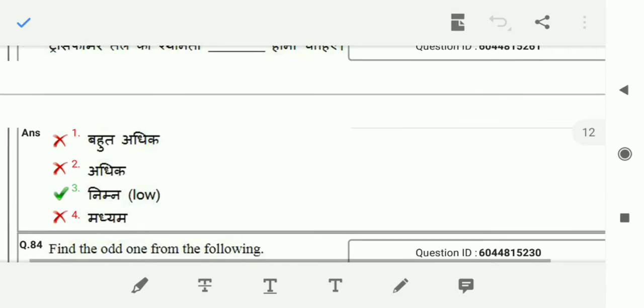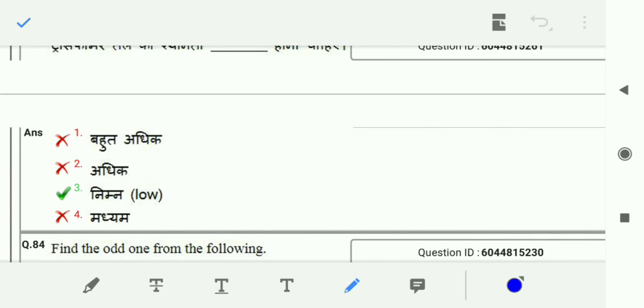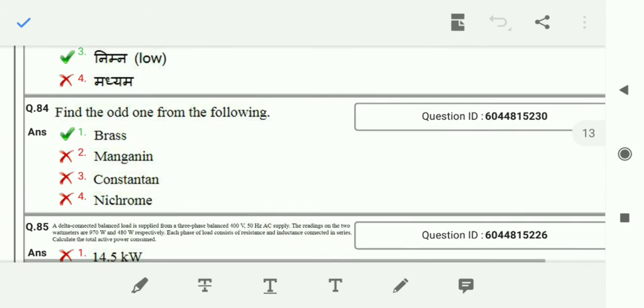So what is the transformer oil viscosity, sir? It is having nimna, that means low. Low viscosity. The options given are bahut adhik, that means very high, adhik means high, nimna means low, and madhyam means medium, right? So option 3 is right. It is low.